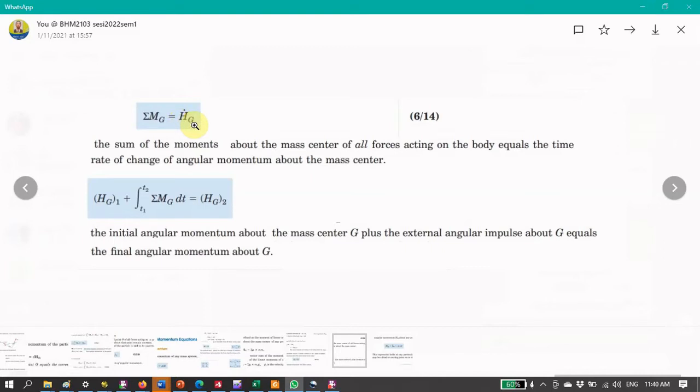And when we rearrange the equation that we had before in order to use the angular impulse equations, we rewrite it in terms of the angular impulse and get the total angular impulse, and we try to relate it with the angular momentum of the body.